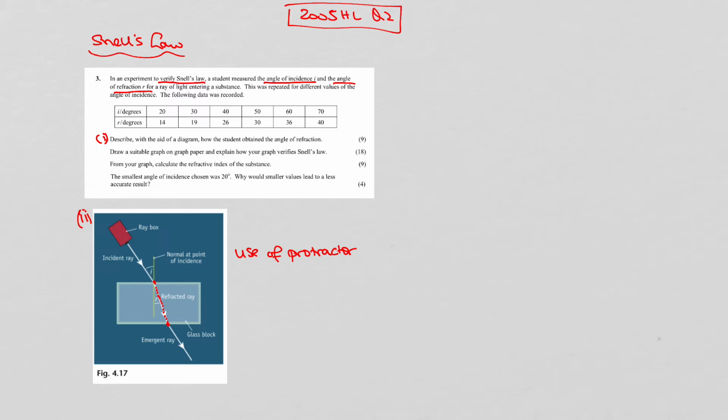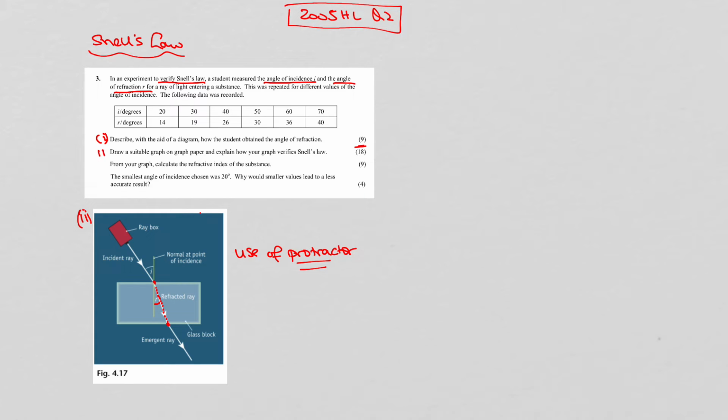We would then measure the angle with the protractor between the normal and the refracted ray, and this would give us the angle of refraction. So really important to state the use of the protractor, and that it is the angle between the normal and the refracted ray that gives us the angle of refraction. But you would have to state that you trace the incident ray, trace around the glass block, trace the emergent ray, lift the glass block and connect the 2 points to draw the refracted ray, and then use your protractor to measure the angle. So you have to go through all of those steps to get your full 9 marks.